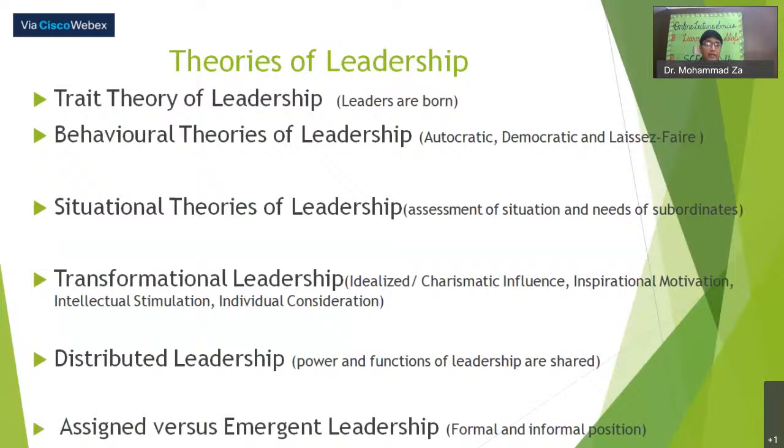The next is distributed leadership. Here power and functions of leaders are shared. If a teacher is a distributed leader, then he will try to distribute his power while conducting several activities in the schools or in the classroom also. When he provides the instructions, he will provide experience to the students by forming different groups and giving them responsibility, and sharing the responsibility with them, or giving several kinds of responsibilities to individual students. Through this process, he also develops leadership qualities among students by keeping them in a leadership role.